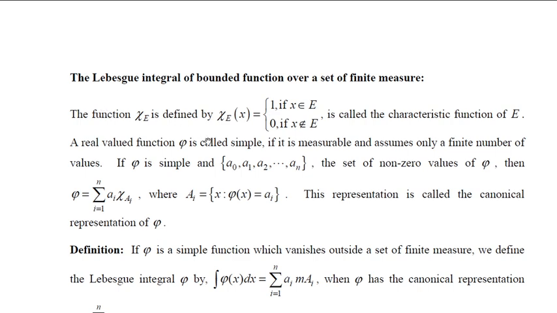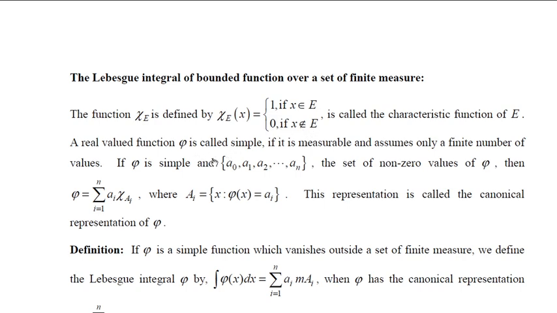Next, the Lebesgue integral of a bounded function over a set of finite measure. We have discussed what is meant by a characteristic function. We say chi is the characteristic function of E whenever chi(x) takes the value 1 if x is in E and 0 if x is not in E.